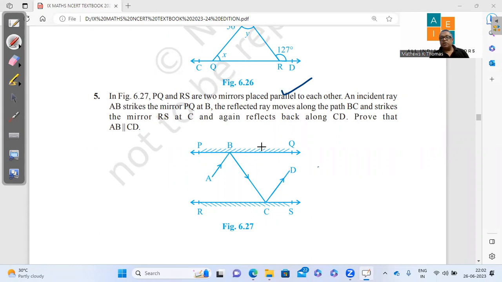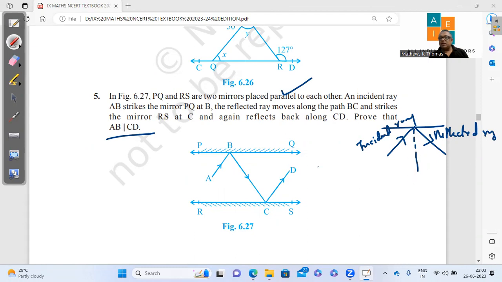Question is prove that AB and CD are parallel. So here, there is a law of physics which says that angle of incidence is angle of reflection. There is an imaginary line called normal, which is perpendicular to the mirror, which divides this into two equal parts. This is called angle of incidence and this is called angle of reflection. This is in fact called the first law of reflection. What is that? Angle of incidence is angle of reflection. So we have to use this here.